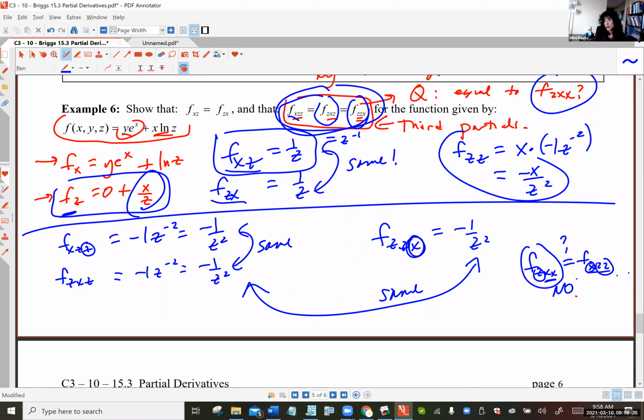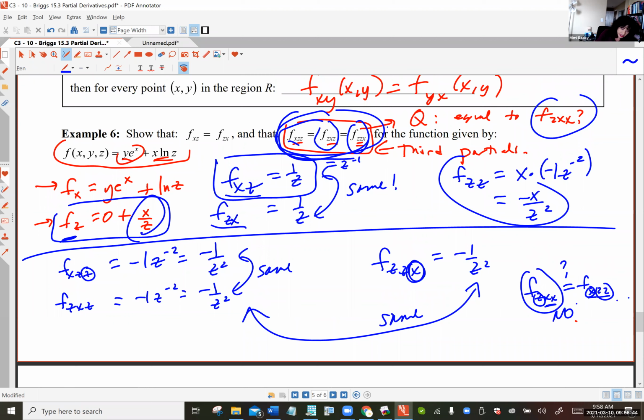Now, if they happen to be equal, you got lucky. You know, that was just because the stars were aligned that day. It depends on the function. But you're not guaranteed of that. But you are guaranteed about these three guys, because fxzz is going to give you the same as fzxz, which is the same as fzzx, because all three of those have 2 z's and 1 x. So they're a match. And I'm done.